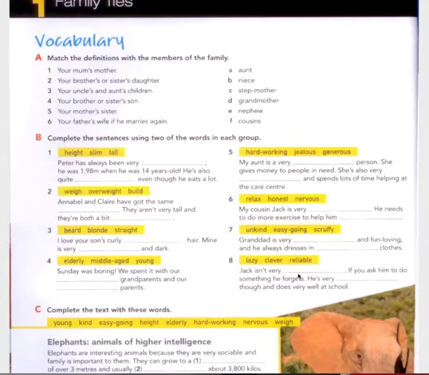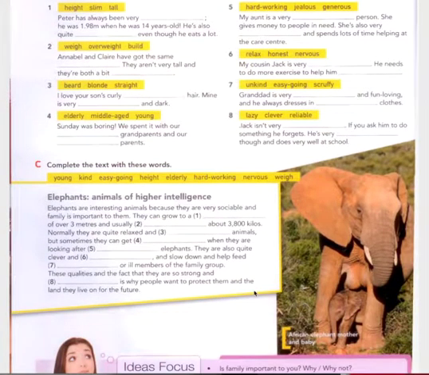Jack isn't very reliable. If you ask him to do something, he forgets. He's very clever though, and does very well at school. Elephants, animals of higher intelligence. Elephants are interesting animals because they are very sociable and family is important to them. They can grow to a height of over 3 meters and usually weigh, so this is a verb, about 3,800 kilos.